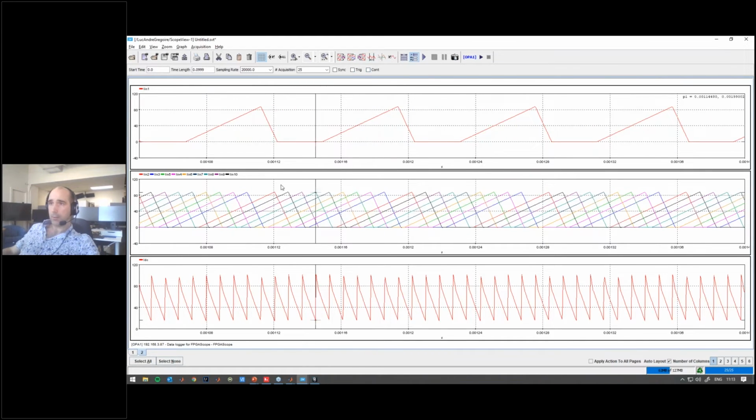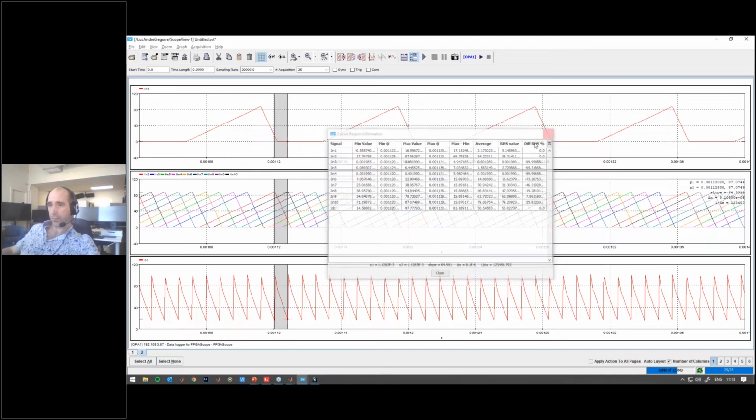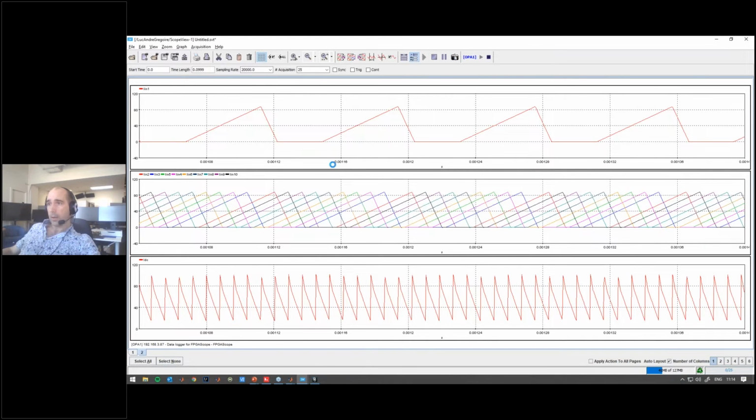If we decide to just have a quick look, the frequency that we get is around 120 kilohertz, because we have a phase shift. Since we have 10 times the same signal and it's an interleaved boost, we get 10 times the switching frequency. And this can go on.